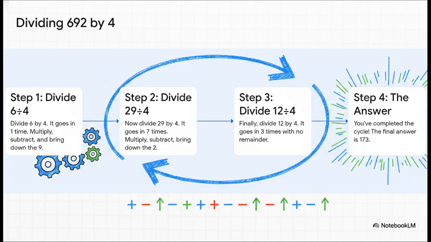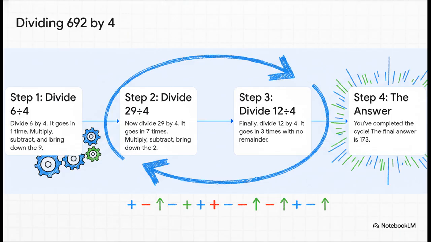Now we just do it all again with our new number, 29. Divide. How many times does 4 go into 29? It goes in 7 times. We write the 7 up top. Multiply. 7 times 4 is 28. Subtract. 29 minus 28 is 1, and bring down the last number, the 2, to make 12.